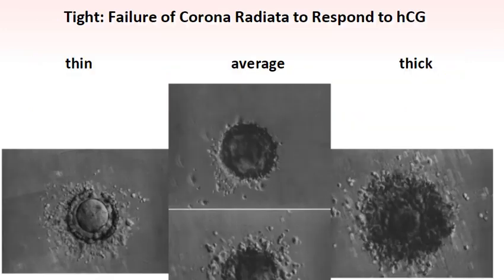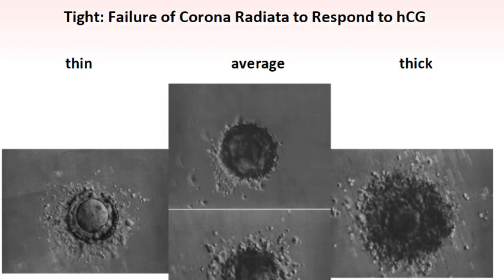This plate shows several oocytes with tightly packed corona radiata. In the left column there is a thin layer of corona radiata, and in the right column there is a thick layer of corona radiata. The thickness of these layers is indicative of the number of cells and layers of cells in the corona radiata in response to administered FSH.